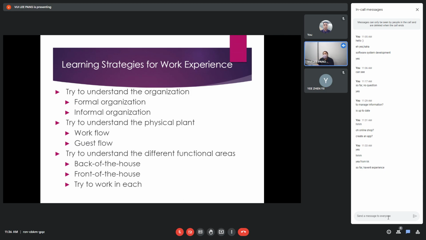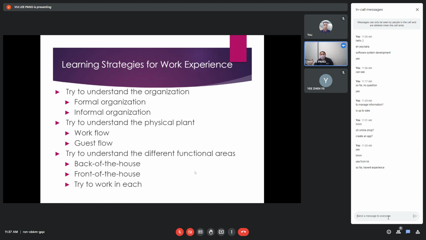If it is teenagers, normally no problem. And how about elderly persons? How do you ensure that your app is user friendly for every single level of guest? Okay, so there are relationships here. You need to try to understand the different functional areas as well.